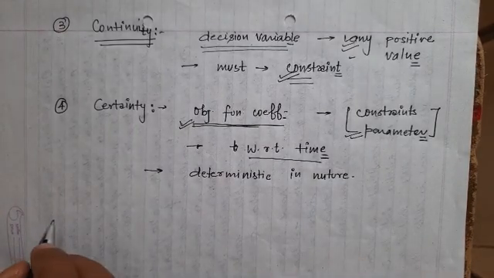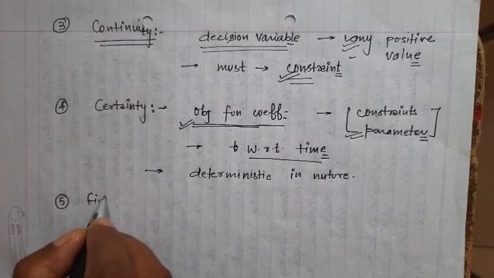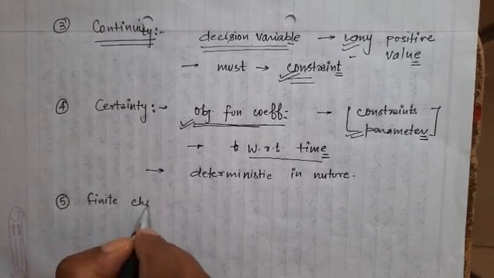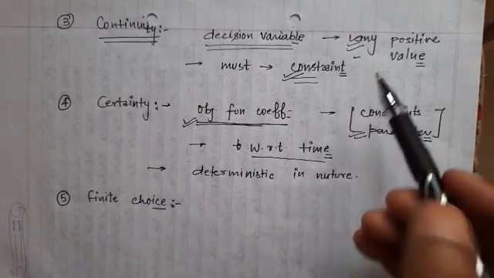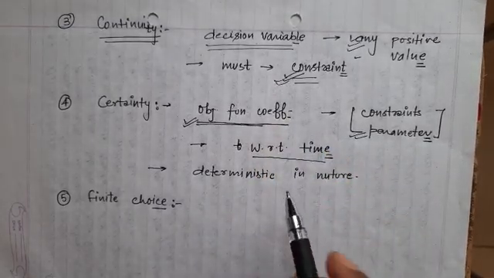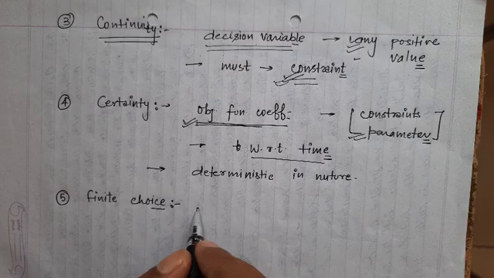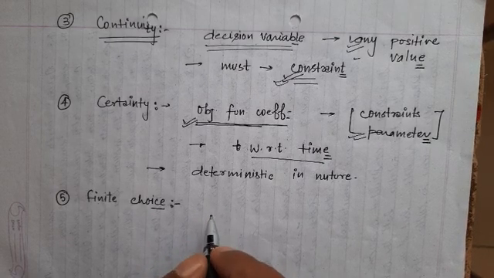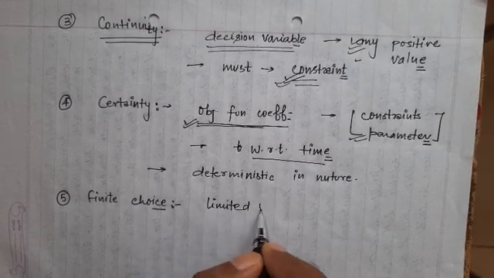So this is the fourth, and the fifth assumption, we have a finite number of choices. This is the finite choice. Though we have the freedom to take any positive value that must satisfy the constraints, still we have a finite number of choices. So a finite number of choices means the decision maker has limited options. Whatever the decision variables, they can take limited values.